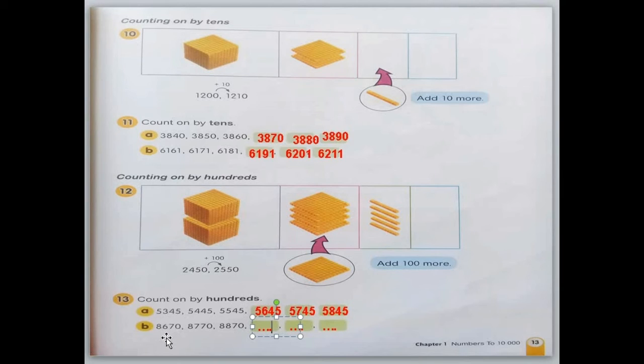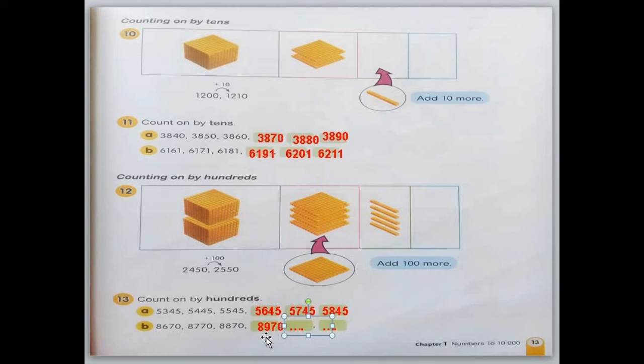Okay, let's check again the number here. 8,670, 8,770, 8,870. Okay, look at the number in the hundreds. 6, 7, 8. So over here, 8,970. Oh my God, Miss, how about the next one?